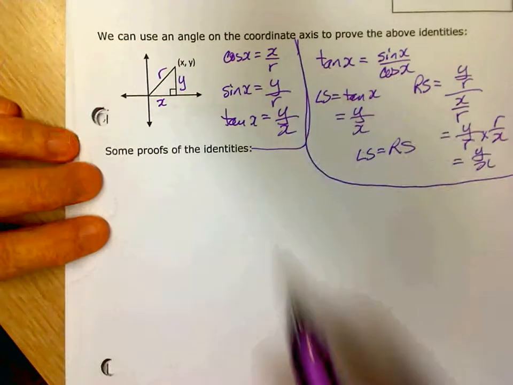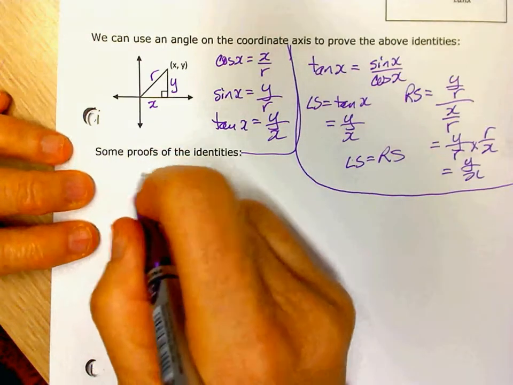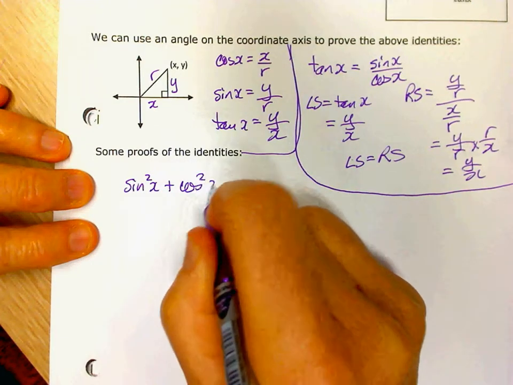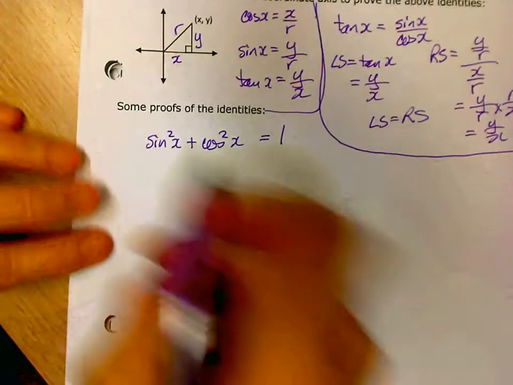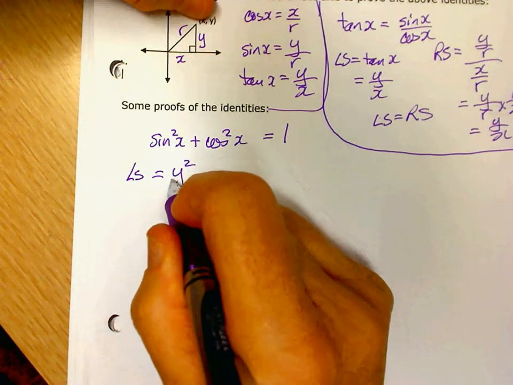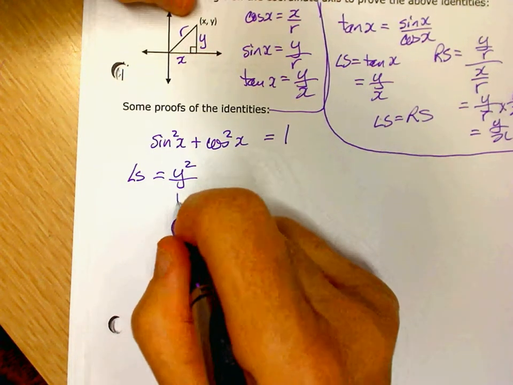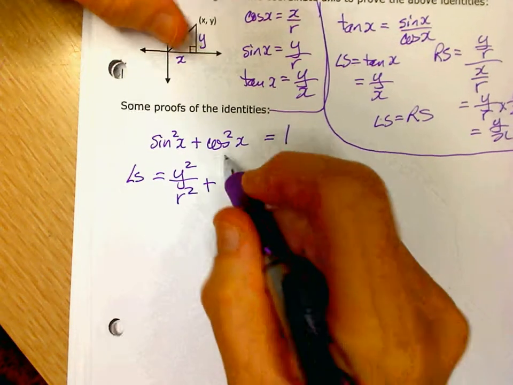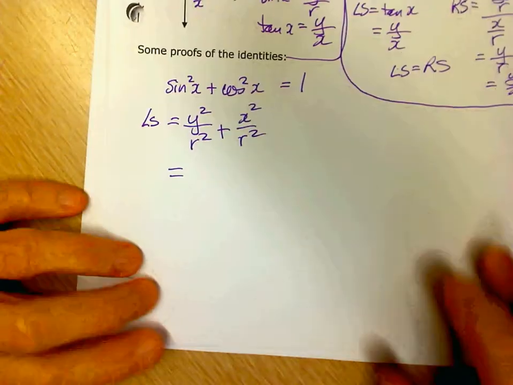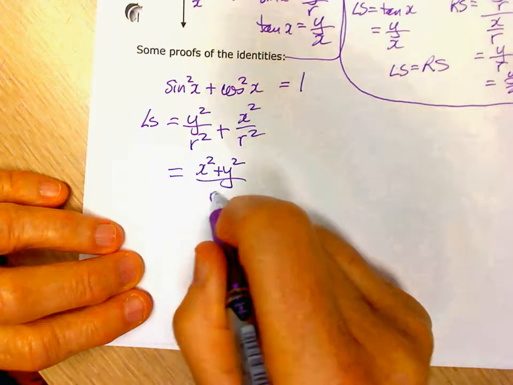Okay, let's prove a Pythagorean identity. Okay, you are given sine squared x plus cos squared x is equal to 1. Well, the left side is equal to y squared over r squared, and cosine squared x is x squared over r squared, and that is equal to x squared plus y squared over r squared.